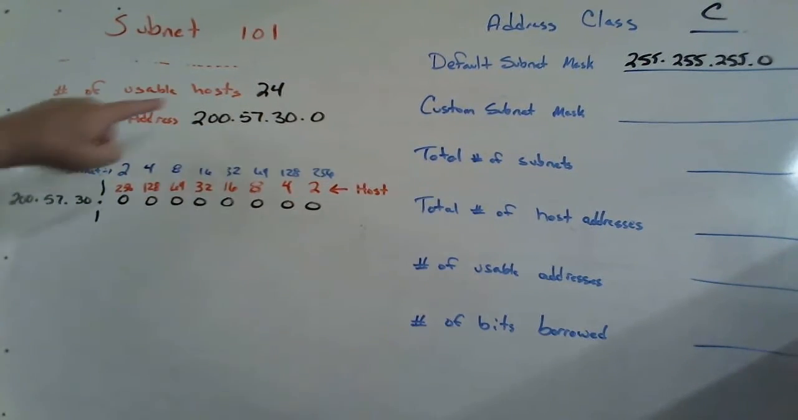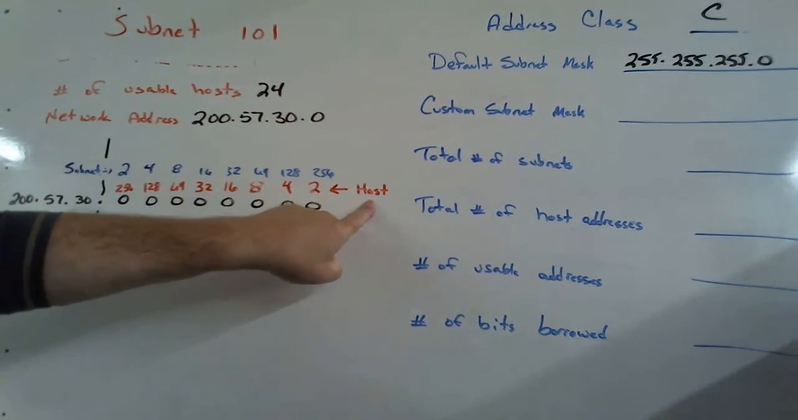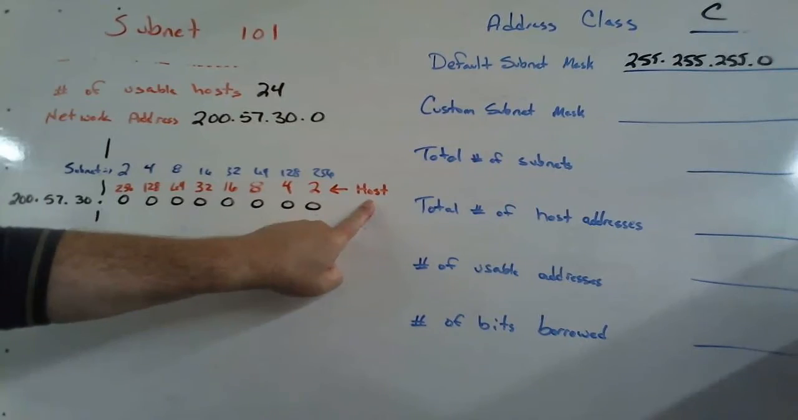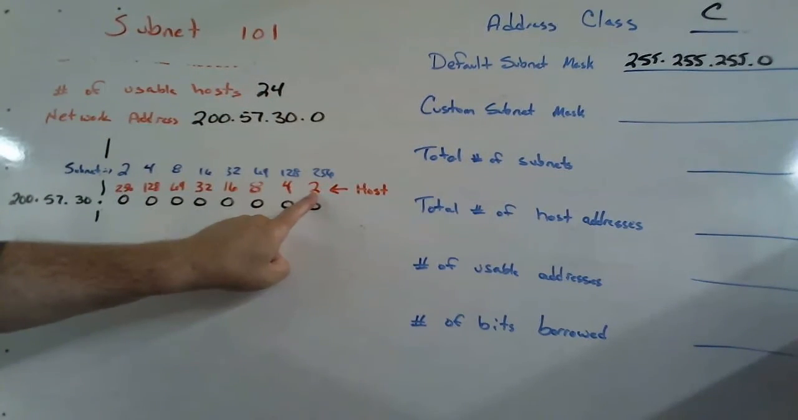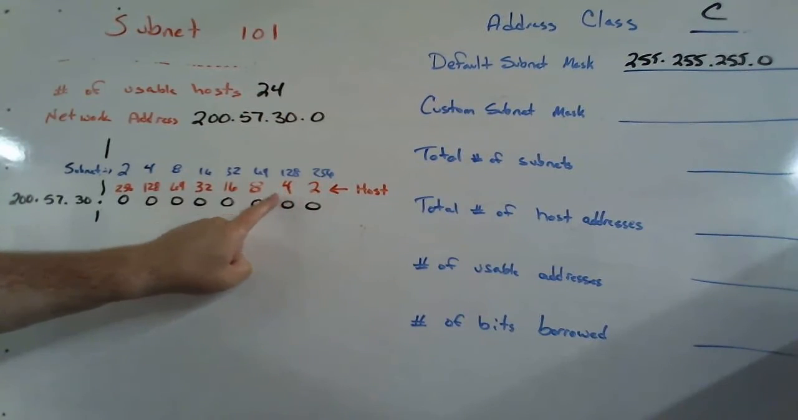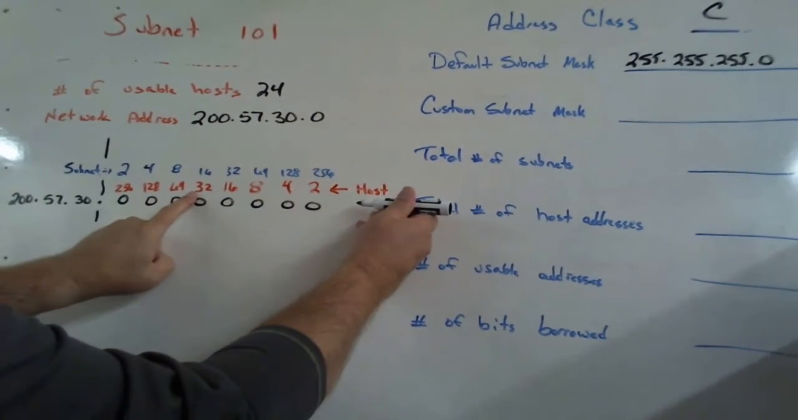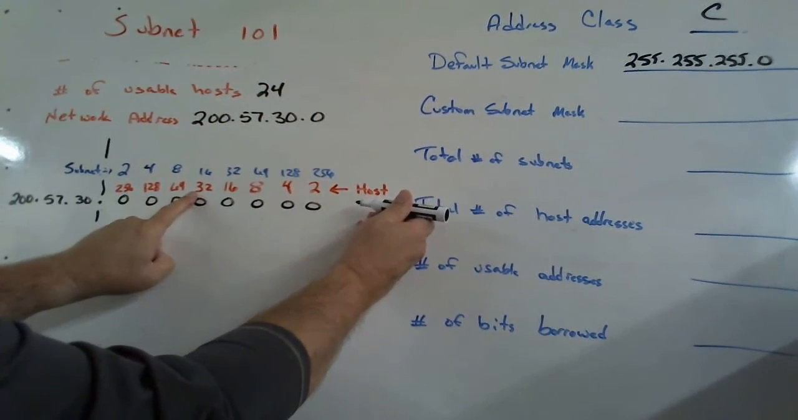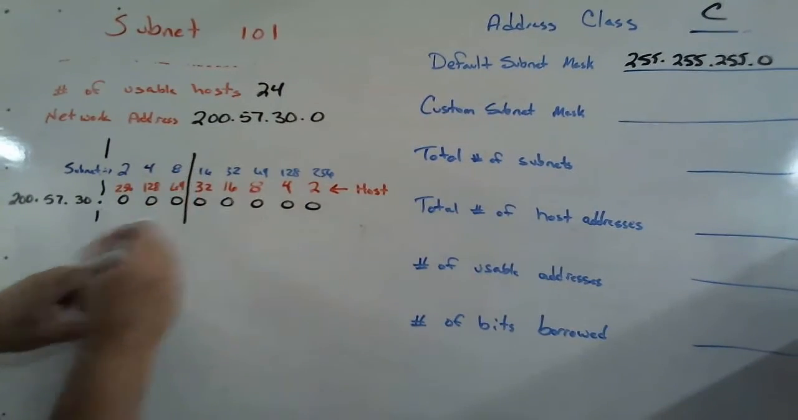So we need to get hosts. We need to have at least 24 of them. Looking at the host numbers, my question to you is, can we get 24 out of 2? No. Out of 4? No. Out of 8? No. Out of 16? No. Out of 32, absolutely we can. So where do we draw the line? This time we're counting hosts, so we're counting from the right. Again, it's always after the number we want, so it's going to be after 32.